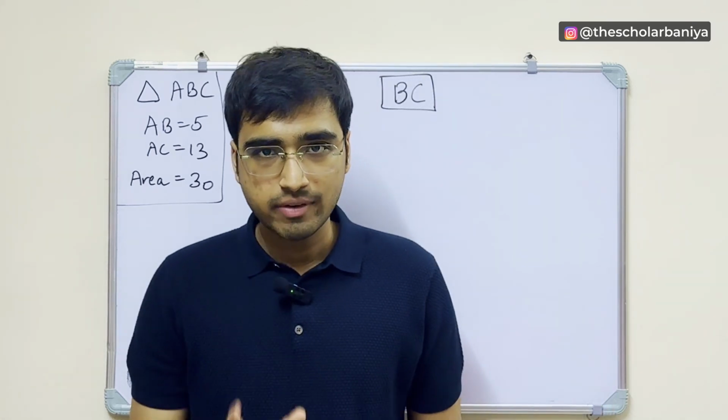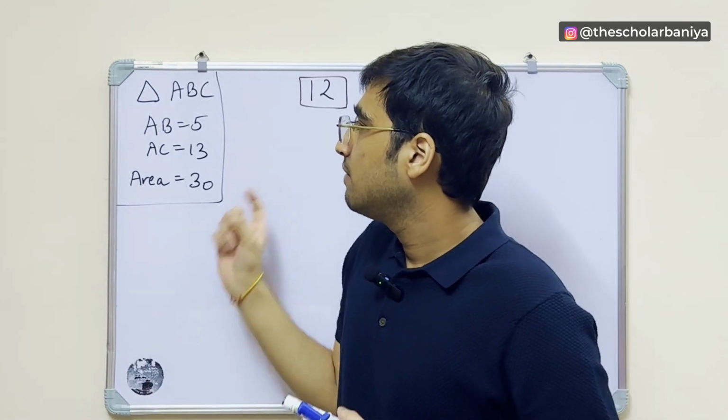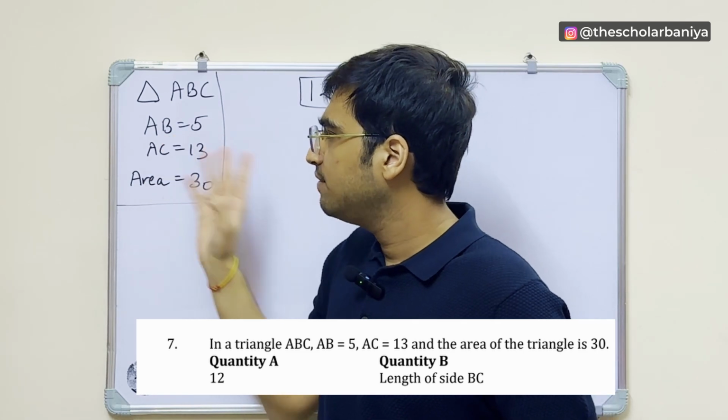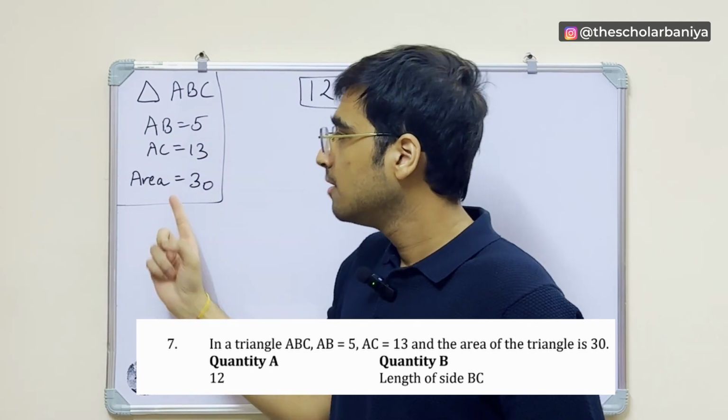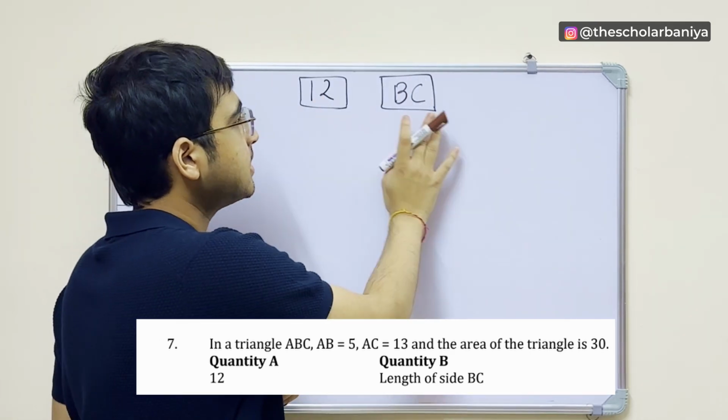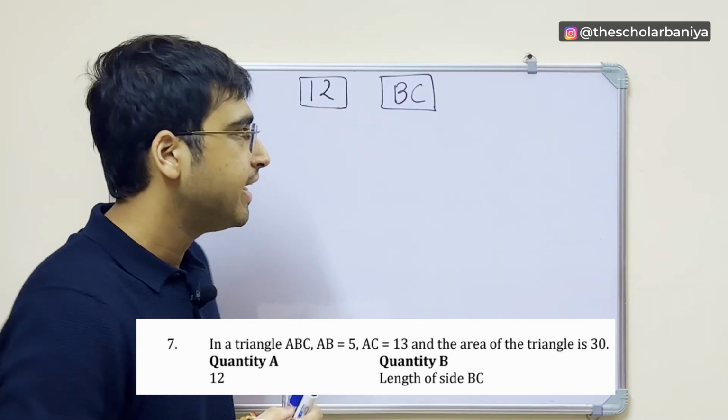So let's move on to the next question, guys. In this question, we are given that there is a triangle ABC, right? And the length AB is given to be 5, the length AC is given to be 13, the area is given to be 30, and we have to compare the side BC and 12, right?